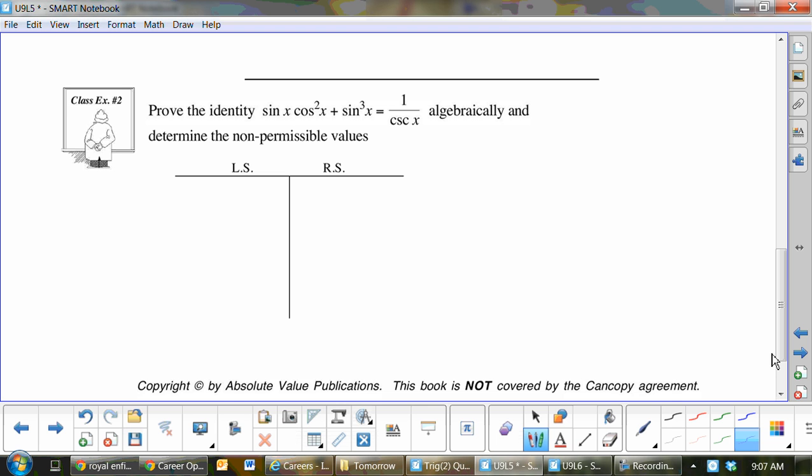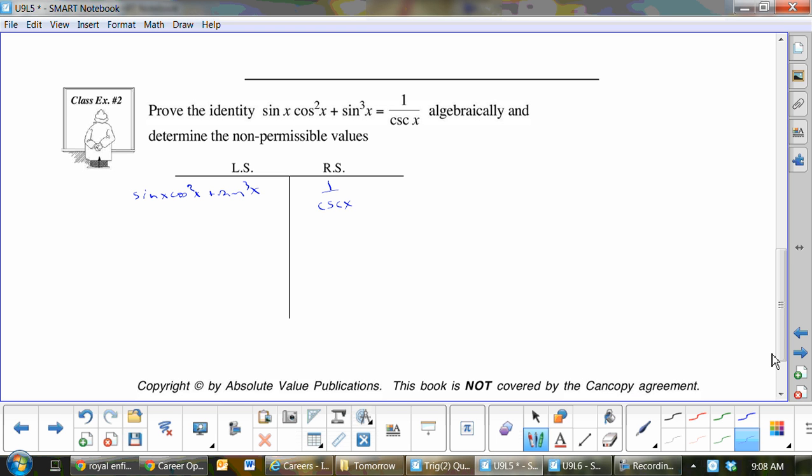Now it says prove that sine x cos squared x plus sine cubed x equals 1 over cosecant x. Okay, now that looks like a nightmare, but let's see how it goes. The first thing, I'm going to write them down, right? I got sine x cos squared x plus sine cubed x, and then equals 1 over cosecant x. Now, right away you could say, why don't you just make 1 over cosecant x into sine x? If you do that next step, that's fine.